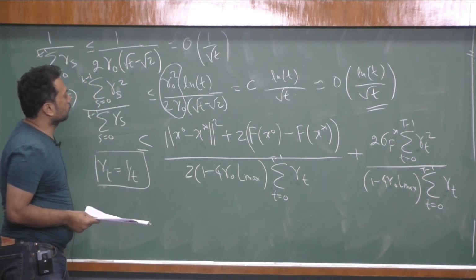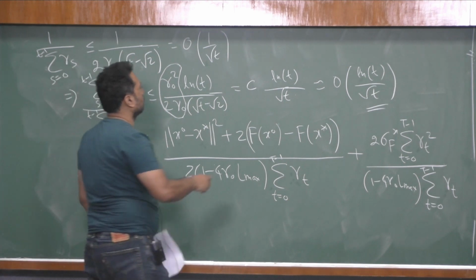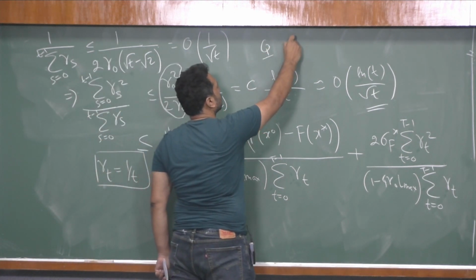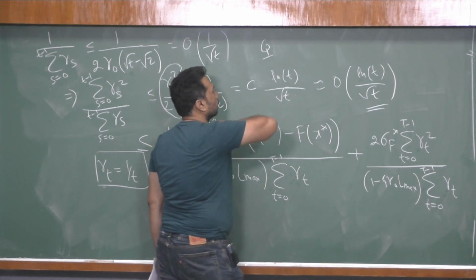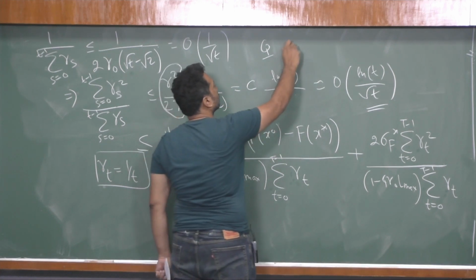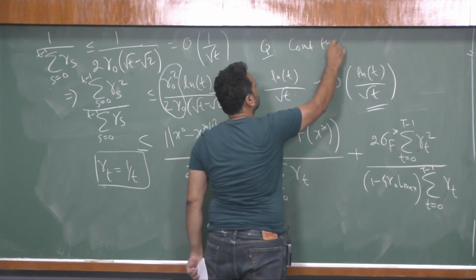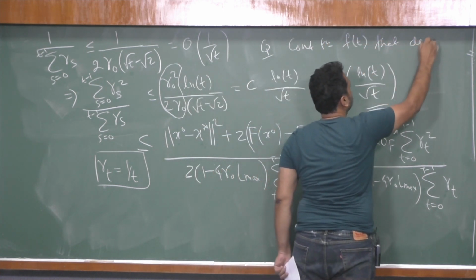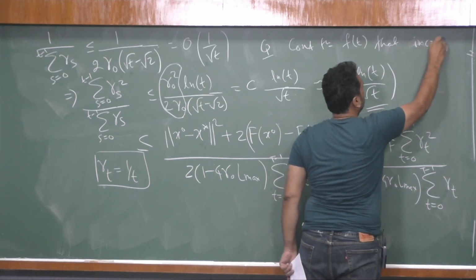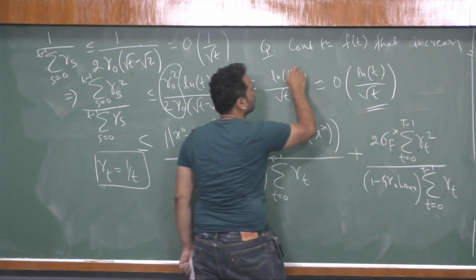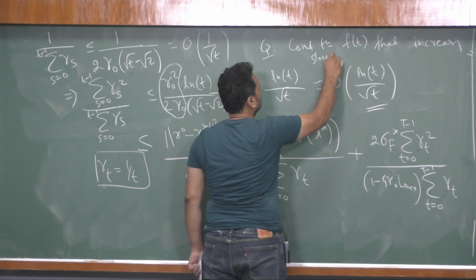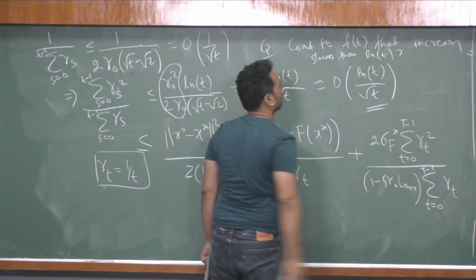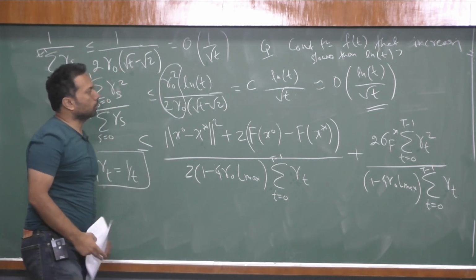It would be a good question to ask: this is a conjecture, can you find a function which is slower than ln t, not discrete but a continuous function, let us say f(t), that is increasing but increases slower than ln t? So this is a conjecture, I'm also not sure. I'm not asking for discrete.